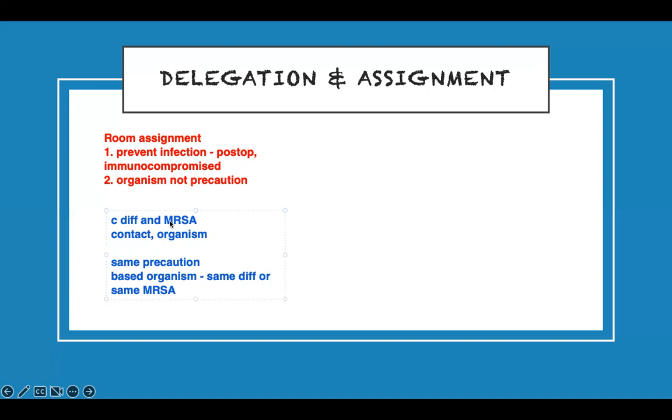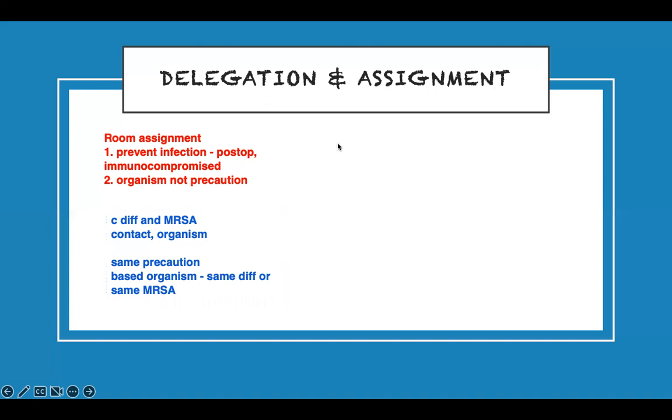Don't listen to anything else. I'm worried about not affecting a post-op patient or somebody who's immunocompromised, so I'm not putting anybody who is infectious with them. Secondly, if both of them are infectious, I'm just looking for same organism, not the same precaution. You can have two contact precautions, they can be together unless it's the same organism. It can be airborne, they can be together unless it's the same organism. And that is what you do.